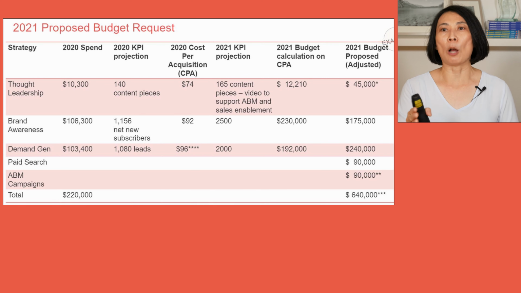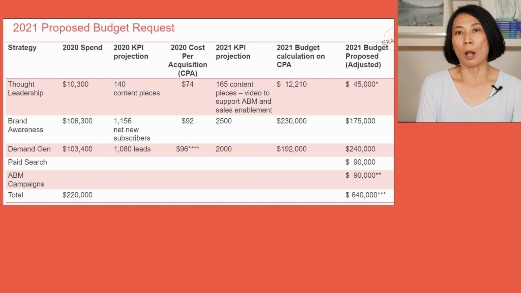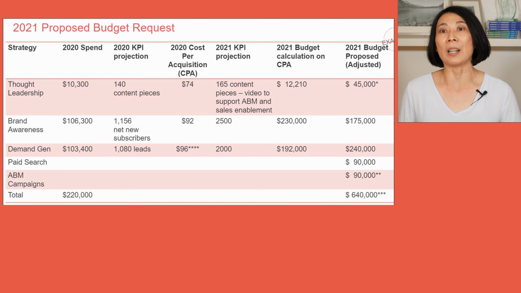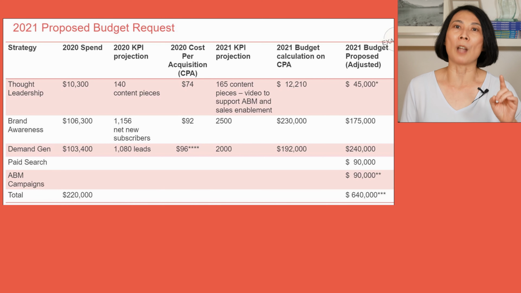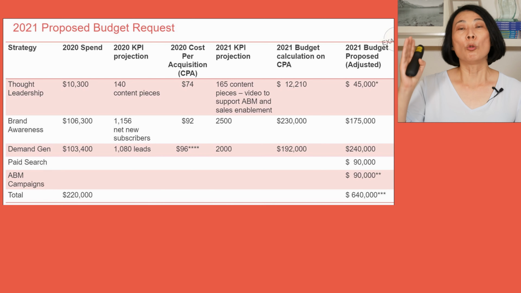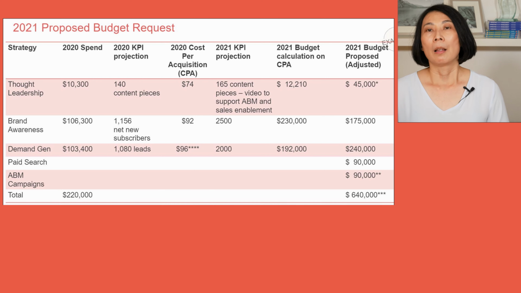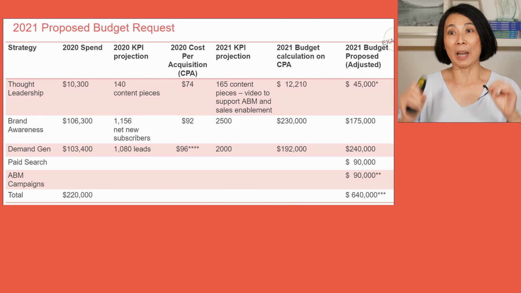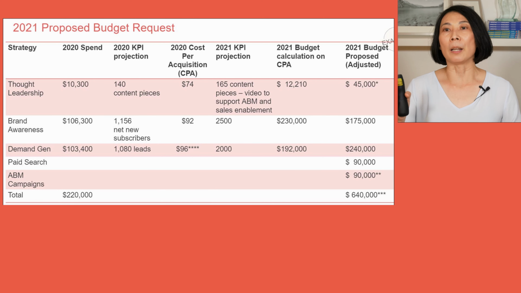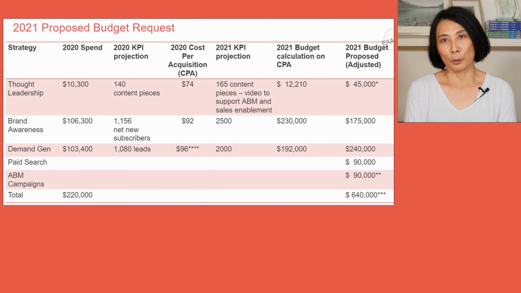And then you can easily calculate the cost per acquisition, CPA, right? If you spend $10,300 for thought leadership content creation, and you created 140 content pieces, you can pretty much set an average. You spend about $74 per content piece. Now, if you project to do 165 content pieces, and you also want to do some video for the account-based marketing, that's what Susan wants to do, then your total budget needed based on $74 per content piece is about $12,210. Does that make sense?